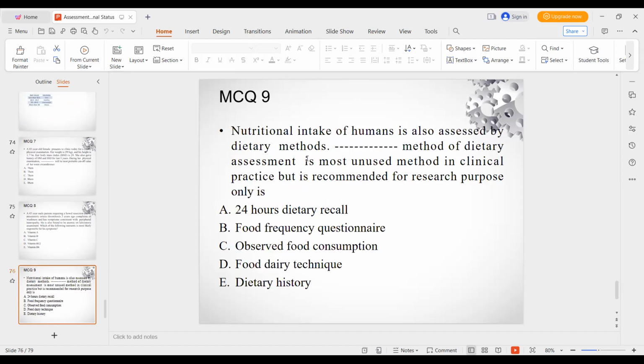Nutritional intake of human is also assessed by dietary method. Which method of dietary assessment is most unused in clinical practice but is recommended for research purpose only: 24-hour dietary recall, food frequency questionnaire, observed food consumption, food diary techniques, and dietary history. It's C, observed food consumption.